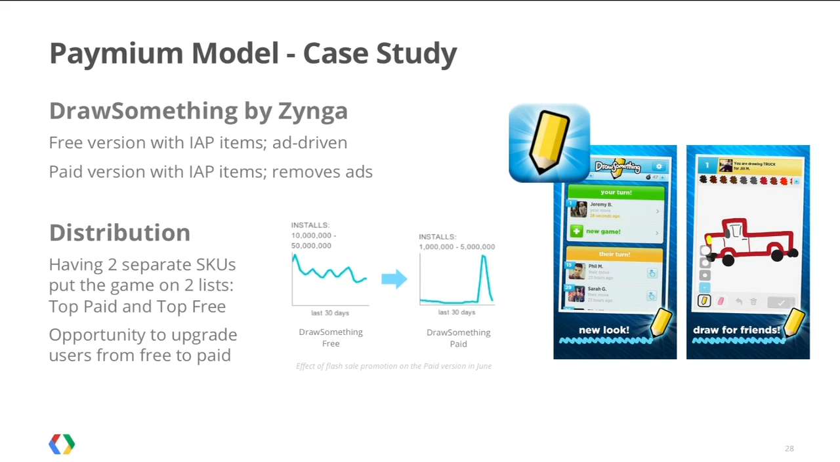And having two APKs actually allows you to do something interesting with an opportunity to upgrade your free users to your paid users. So if you look at some of these install charts, this was a flash sale which was run recently, just a couple of weeks ago. What happened was on the left is a free version, on the right is a paid version. When they did a flash sale on the paid version, they let the free users know that there's a flash sale, and see what happened to the paid version. So there are some advantages to actually having multiple versions of your game, both as a Paymium model and as a freemium model.